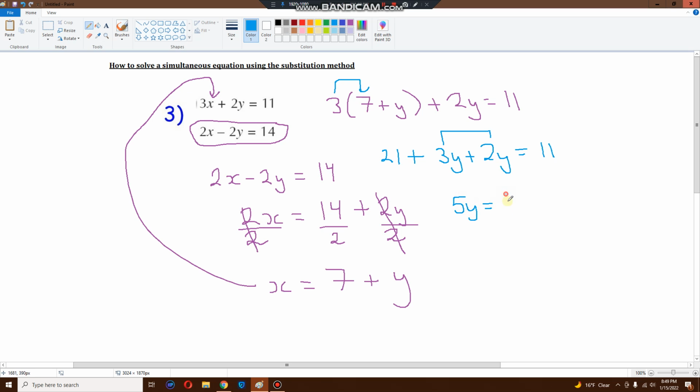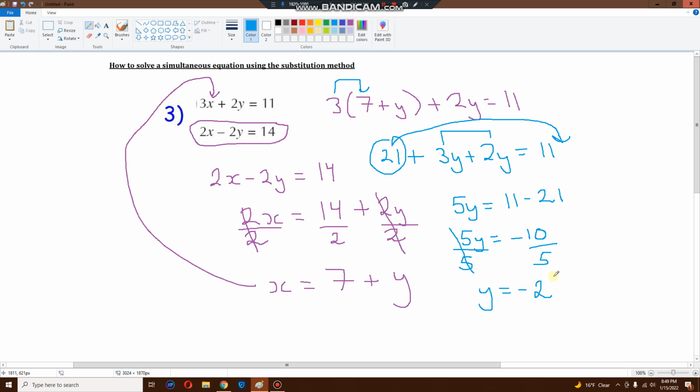Everything else goes on the right side. 11 is good. Plus 21 jumps across that equal sign and becomes minus 21. And we get 5y is equal to 11 minus 21, which is minus 10. And finally, let's divide both sides by 5 to solve for y. y is equal to minus 10 divided by 5, which is minus 2.